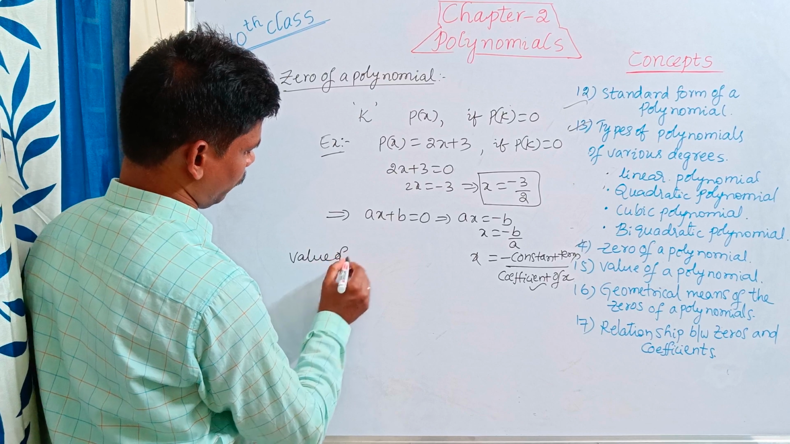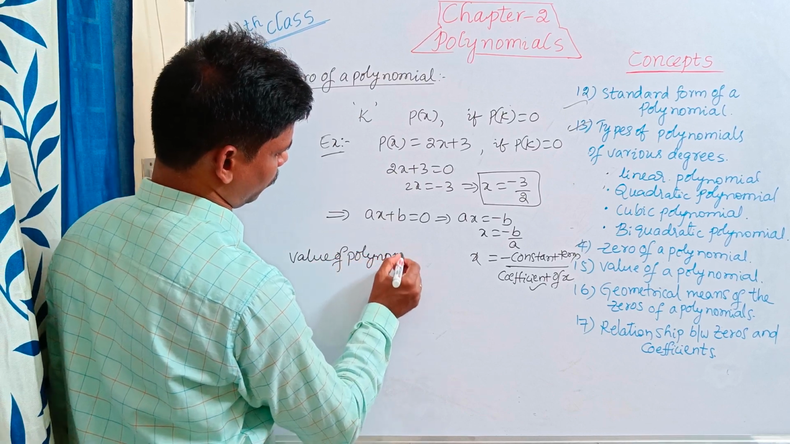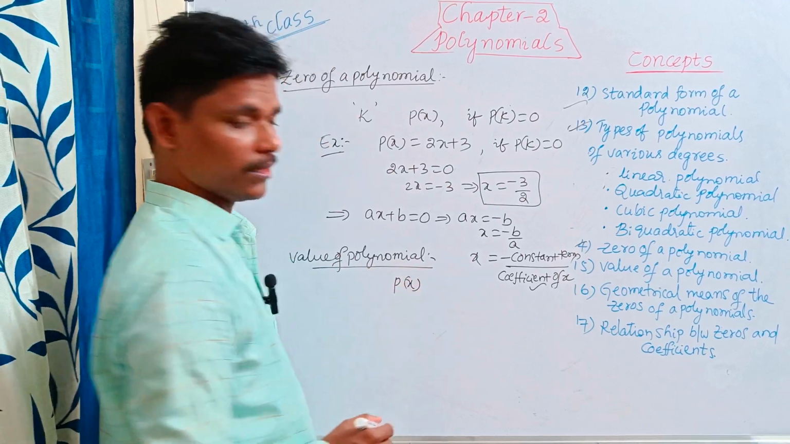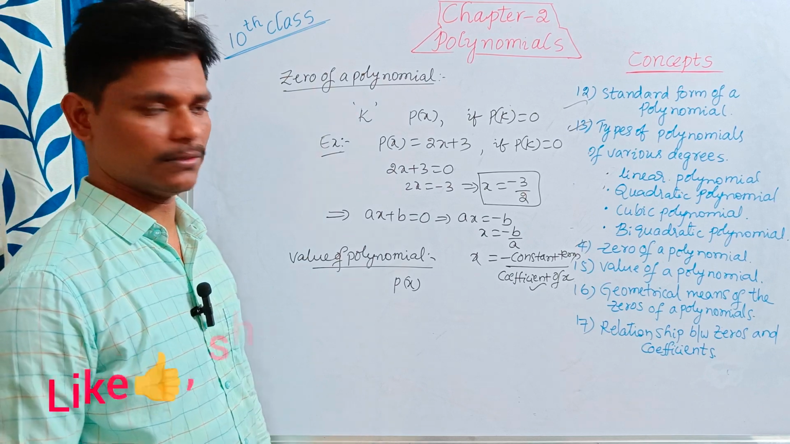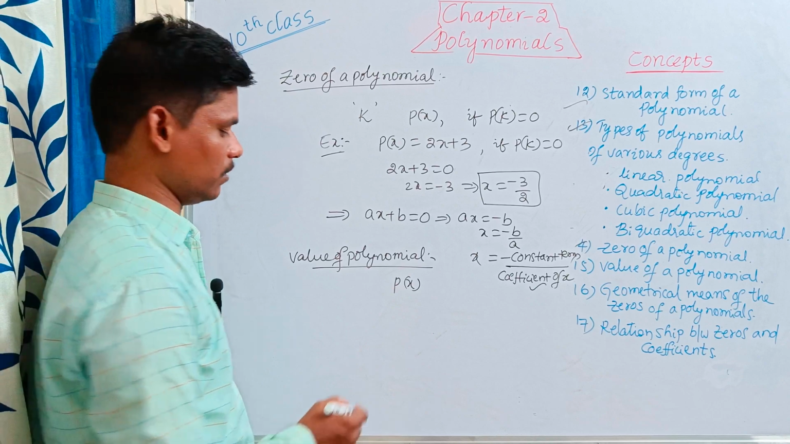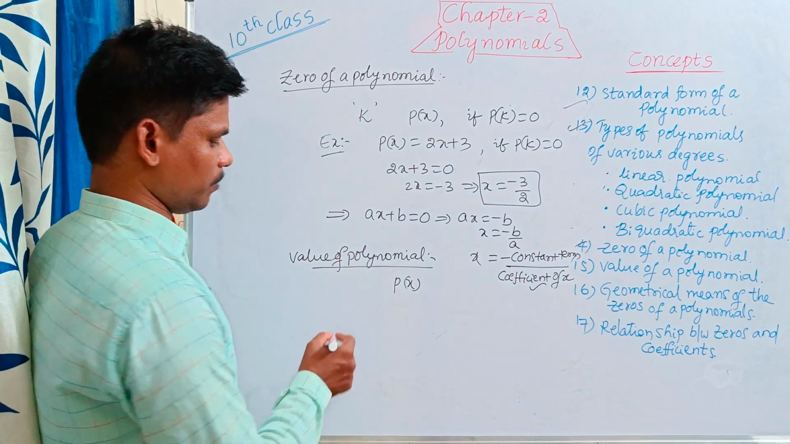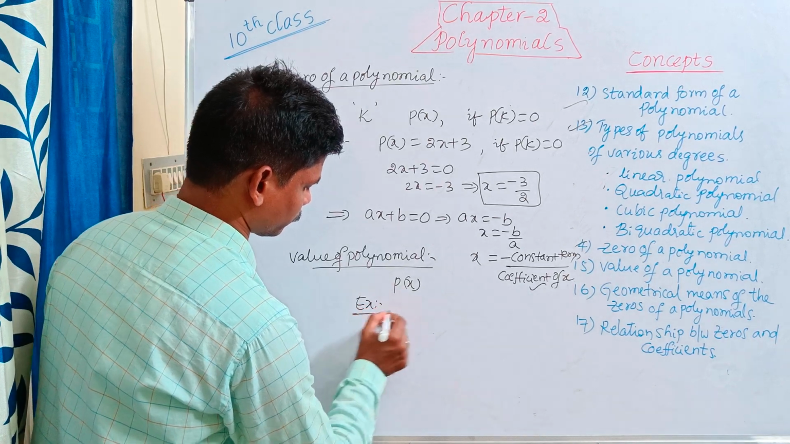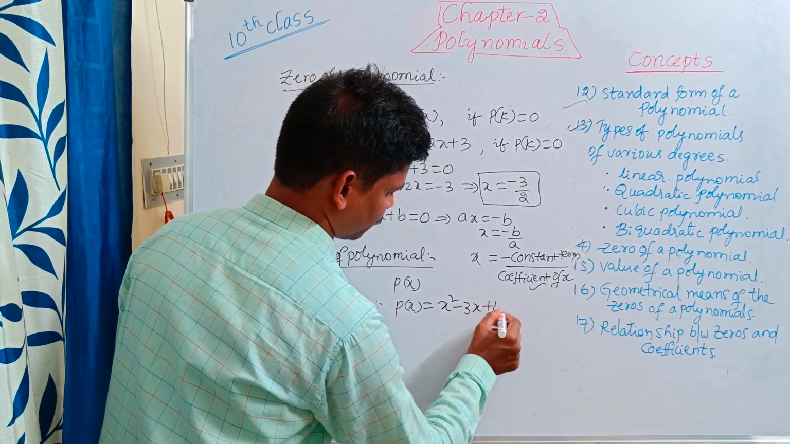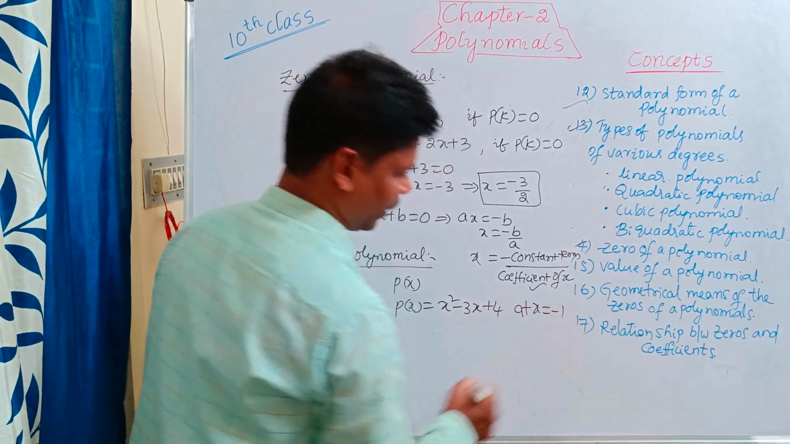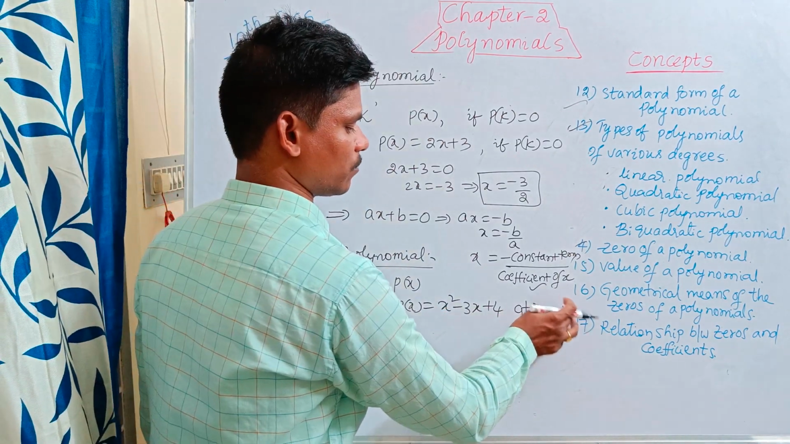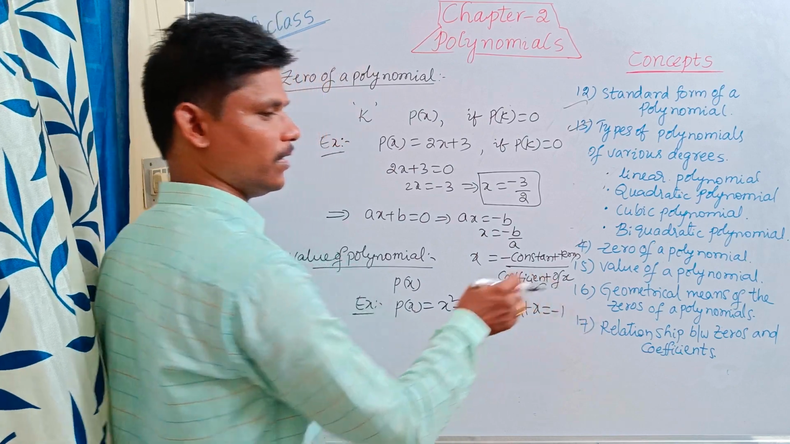How is the value of a polynomial defined? If p of x is a polynomial in x and k is any real number, then the value obtained by replacing x by k in p of x is called the value of the polynomial. For example, p of x is equal to x square minus 3x plus 4, at x is equal to minus 1. What is the value of this polynomial? Here x is equal to minus 1 means x is equal to k, where k is any real number.